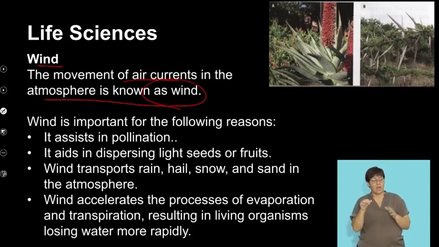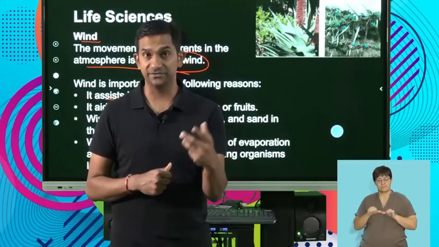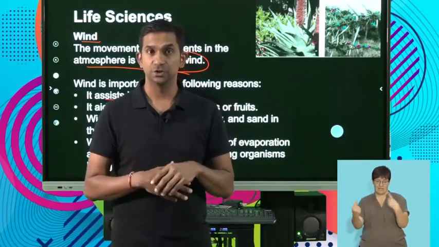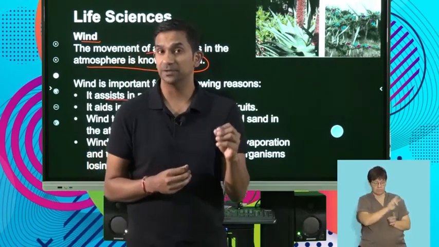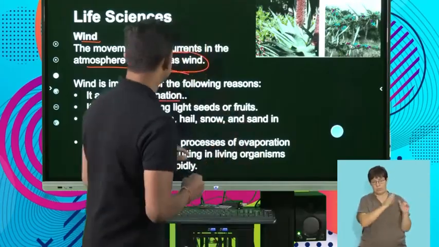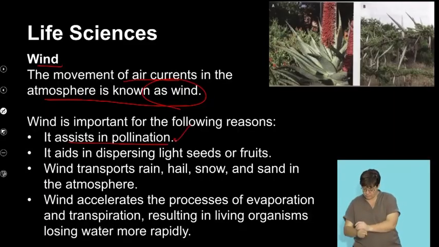Wind is very important for the following reason. It will assist in the process of pollination. Plants require pollination to occur in order to be able to survive and produce more. So pollinators are organisms or agents that transfer pollen. So wind is a significant pollinator of plants.